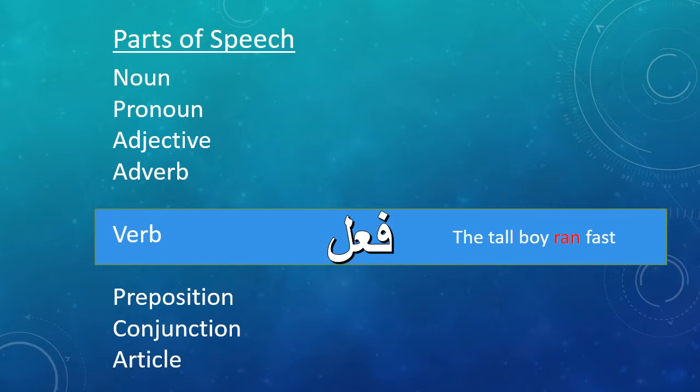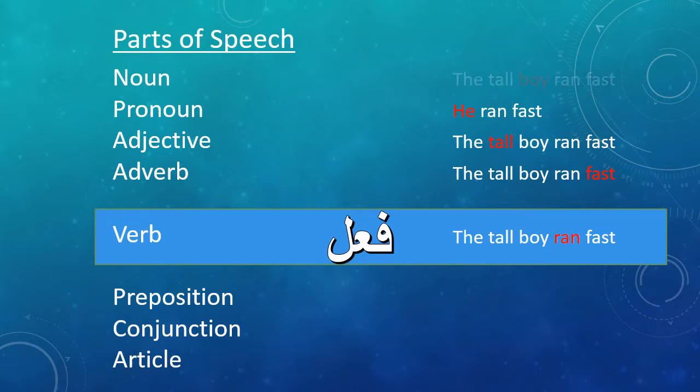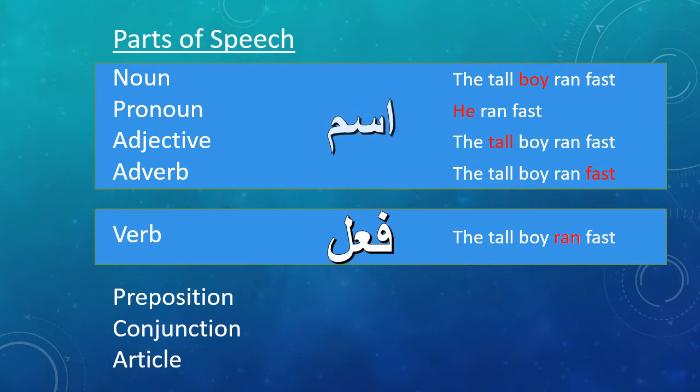When we use the adverb, like the tall boy ran fast, we apply a name to the verb. Instead of the boy ran, we say the boy ran fast. The same with adjective. We apply a name to the noun. Instead of just the boy, we say the tall boy. And names are also found in pronouns and nouns. So whenever we name something, in Arabic we call this ism. Ism means name.